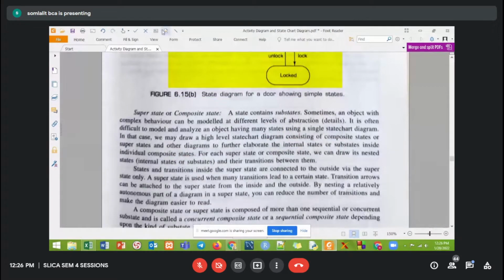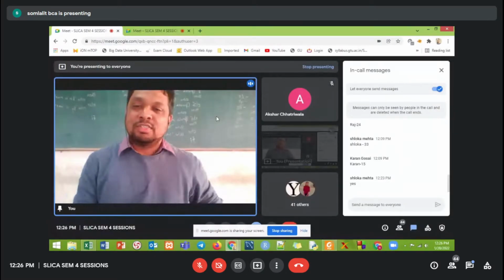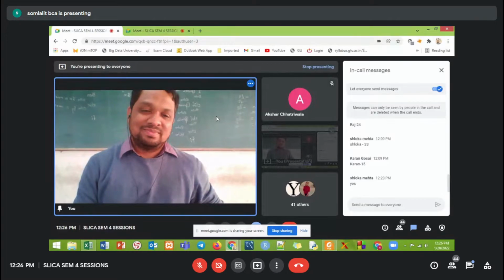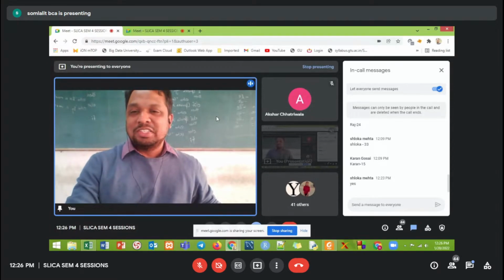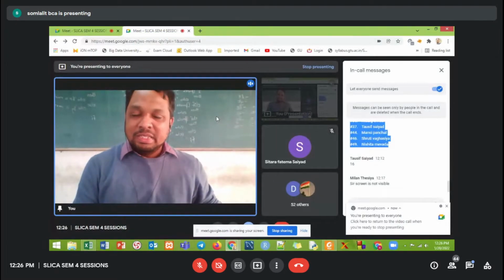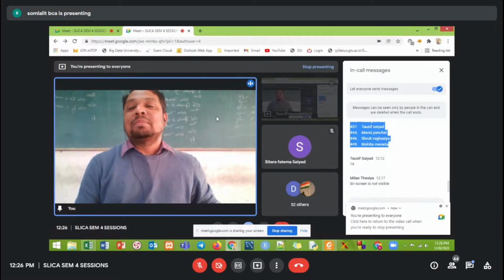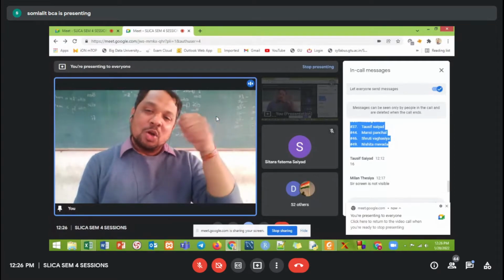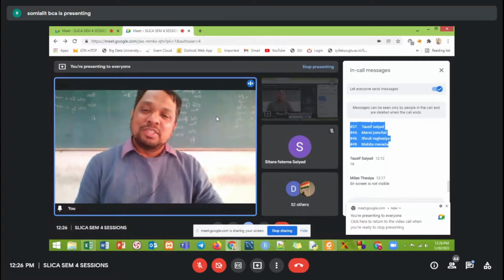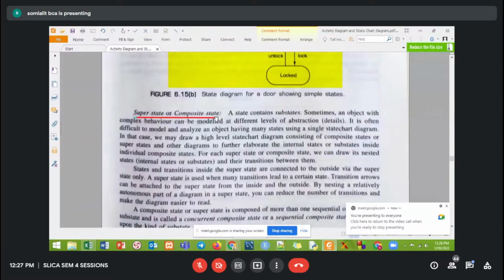Second, super and composite state. Where have you learned composite? Are you hearing the word for the first time? Composite. DBMS. In DBMS, we have learned composite keys. One or more primary keys taken in combination become a composite key. Okay, so here we have the composite states.